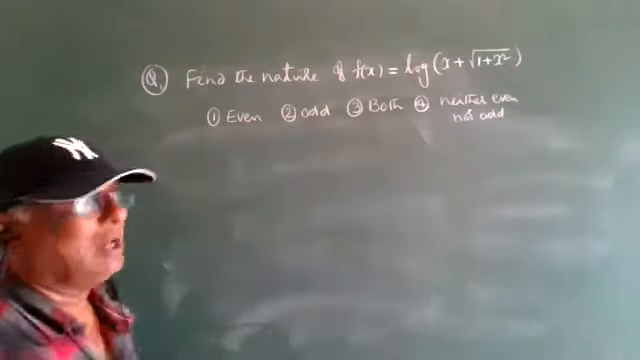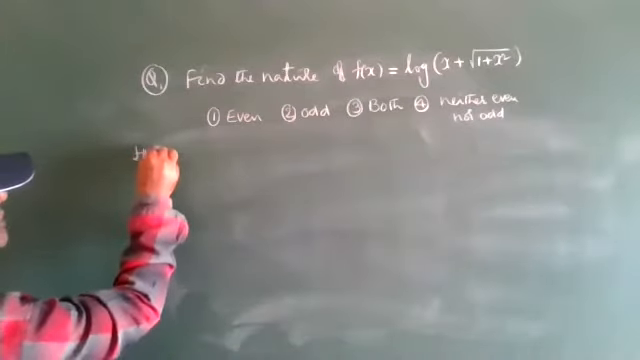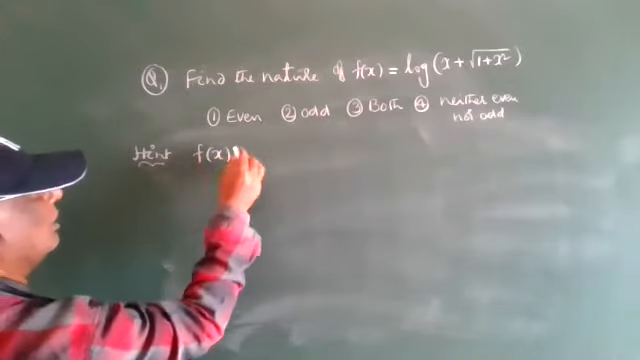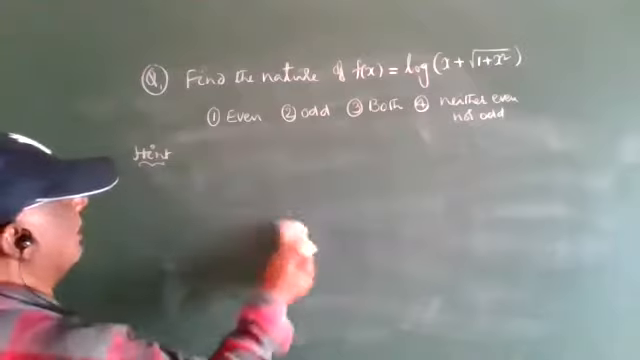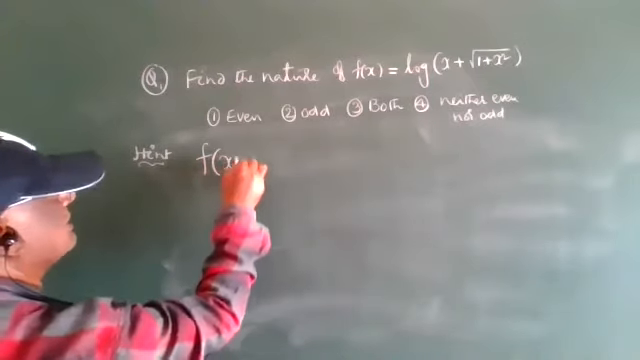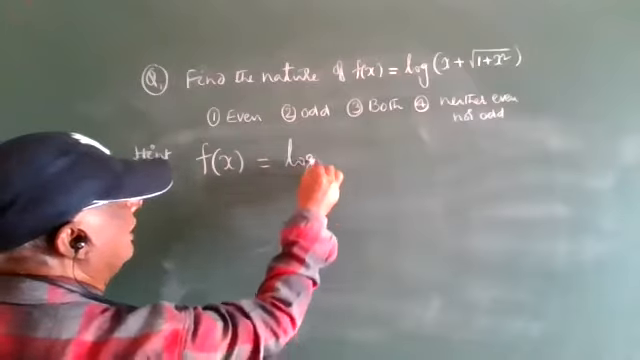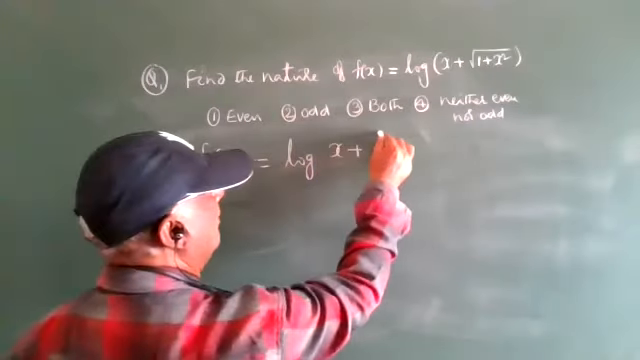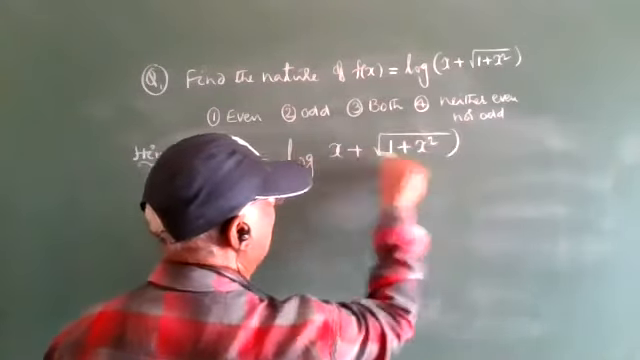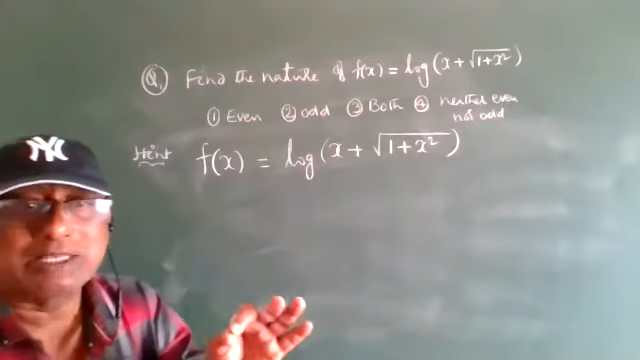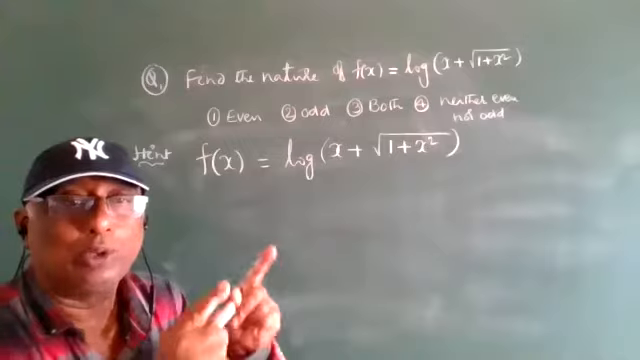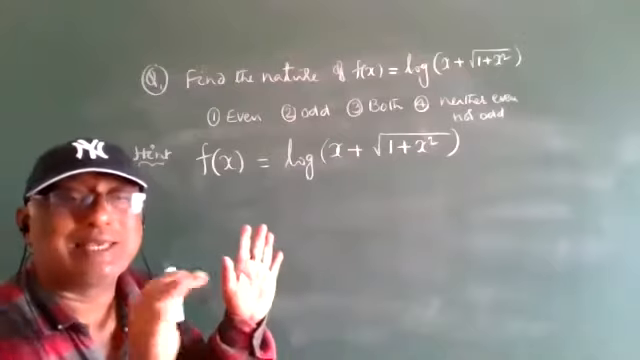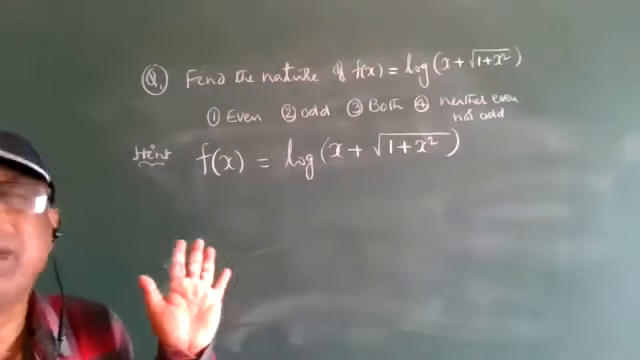First, I will check, everyone observe. The hint for this objective question is: f of x is equal to logarithm of x plus root over 1 plus x square. There is no base, which means the base is e. So x is replaced by minus x. If the total value is negative, it is an odd function. If the total value is positive, it is an even function. So now it is clear.